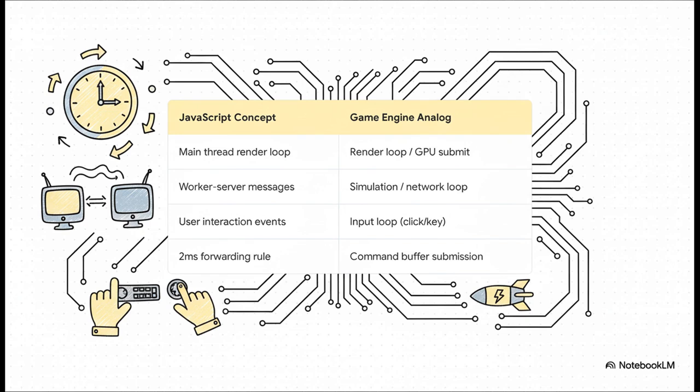Look at how perfectly this all lines up. The main thread's render loop in JavaScript, that's the game engine's render loop that sends stuff to the GPU. The slow back and forth between our workers and the server, that's the game's simulation and network loop. And our strict 2-millisecond forwarding rule, that's the exact same concept as a game engine firing off a command buffer to the graphics card. It's a tiny, fast, here, you deal with this operation. It's the same pattern. It's a one-to-one match.